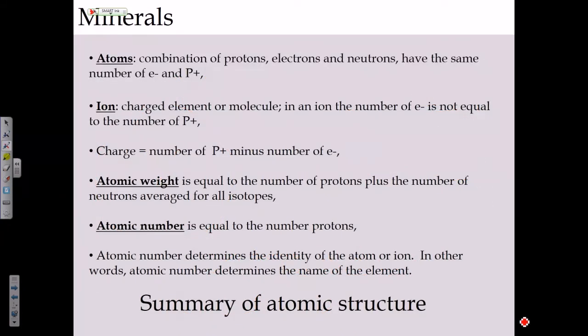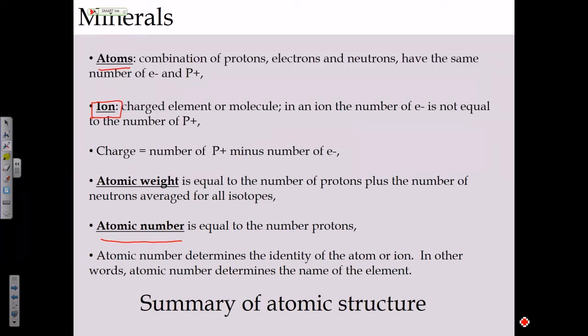Alright, so most of that is summed up here, okay? Especially the important parts. We'll come back to isotopes when we need to. Ions, atoms, and atomic number. Those are some critical definitions. Atomic weight is less important for us. That's the average weight of all the different isotopes for a particular element.